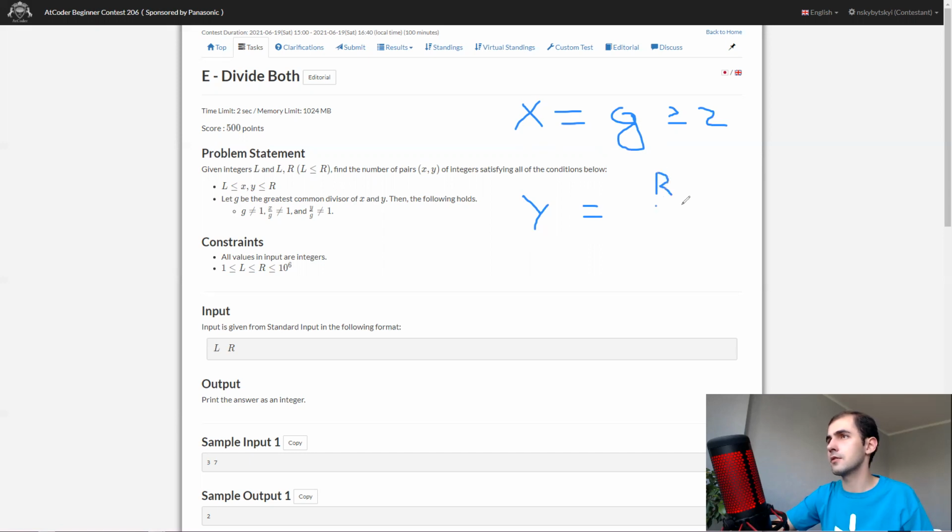It is right over g, rounded down, and then technically you want to exclude certain values, like you want to exclude the pair x or y equal to g itself.